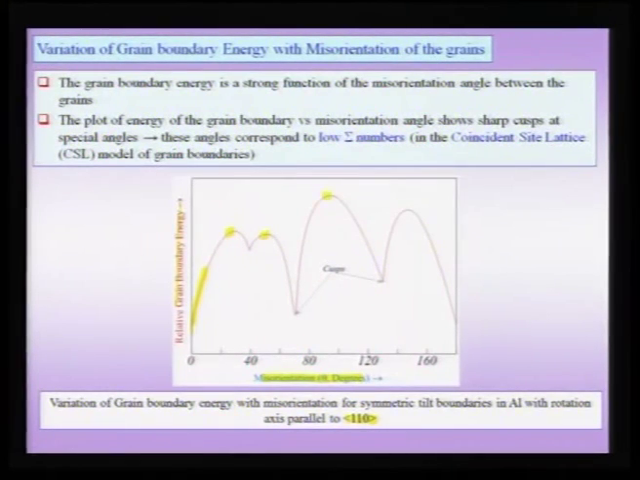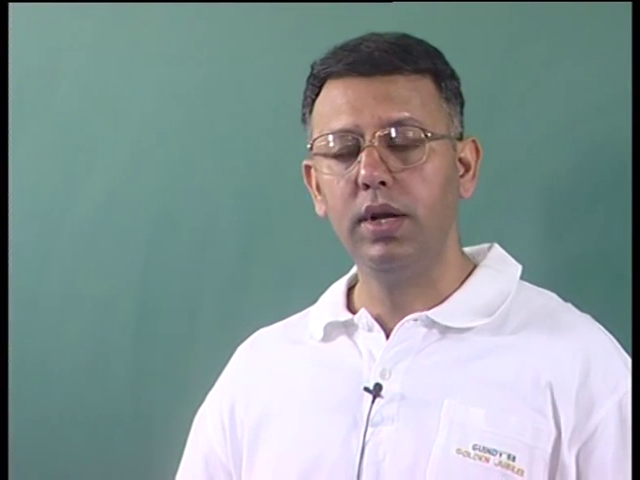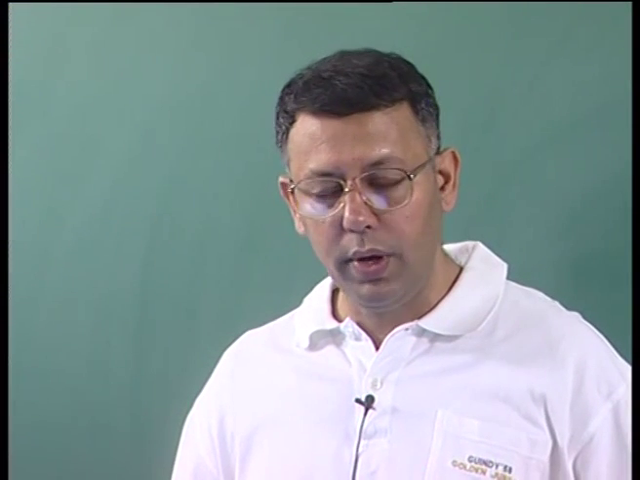Then for normal high angle grain boundaries, you would notice that the energy is pretty high. But between these high energy misorientations, there are cusps in the grain boundary energy versus misorientation plot, that is, there are some special boundaries which have a low energy. Typically, such boundaries arise when you have a concept known as the coincident site lattice model of grain boundaries. This being an elementary course, we are not going into the detail of what a coincident site lattice is or how it is going to give rise to low energy.